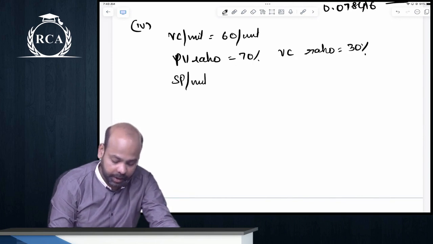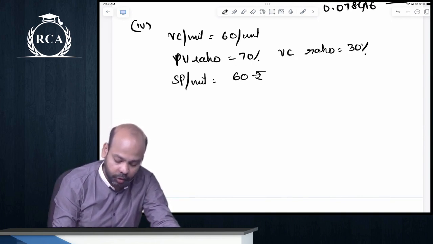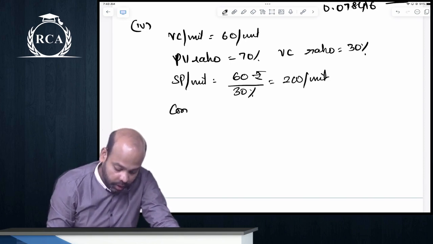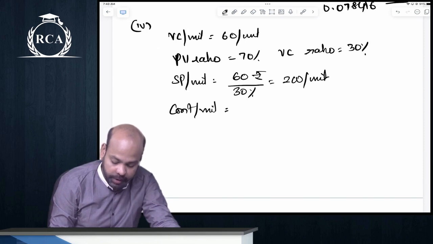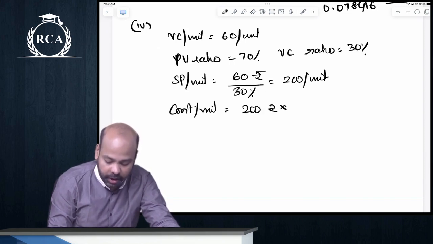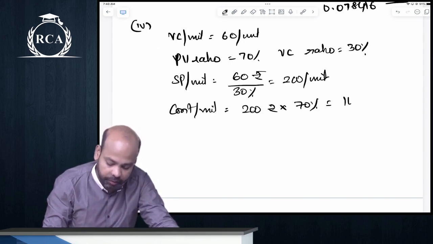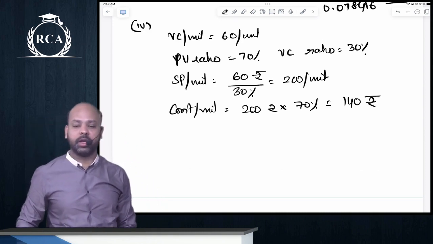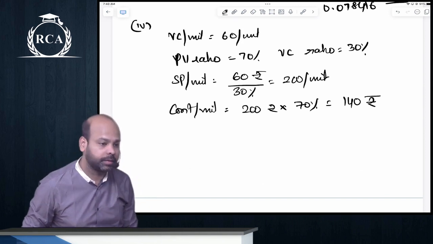Your selling price per unit, beta, I can write 60 rupees is 30%. How much is 200%? You will get 200 rupees per unit. Your contribution per unit, beta, is 200 rupees into 70%. That is 140 rupees. Contribution per unit, beta, is 140 rupees.